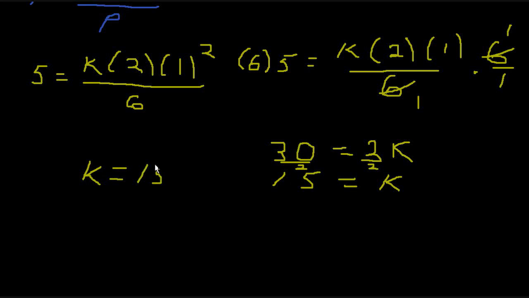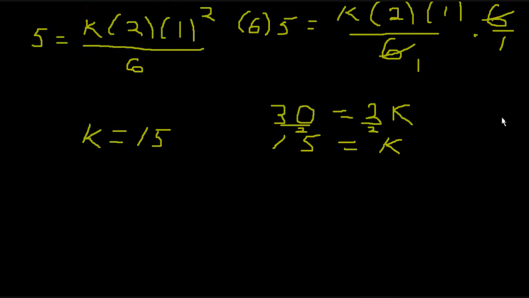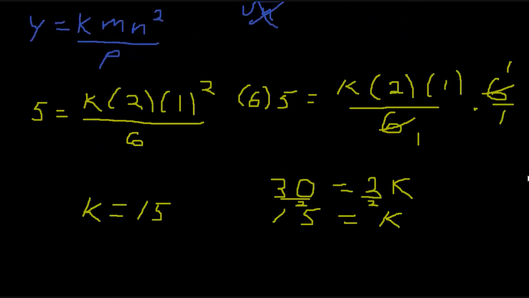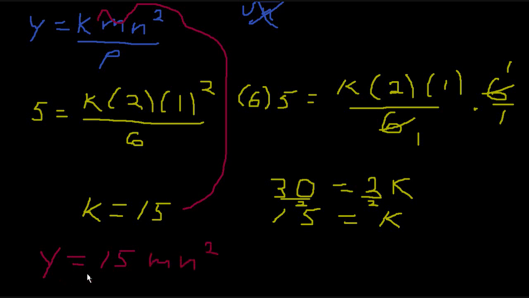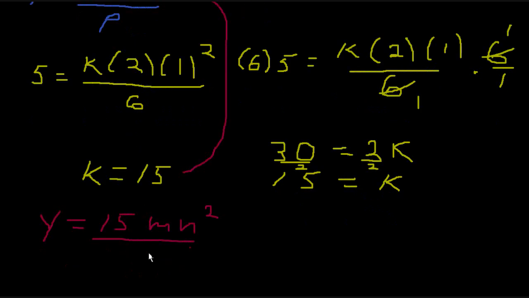So I've just now accomplished step number 2. Step number 3, remember, was substitute the value of k back up into the original equation. And so I'm going back up to our original equation there. I'm going to rewrite that. And instead of k, I'm going to put a 15 in there. So I have y equals 15 m n squared all over, or divided by, p.